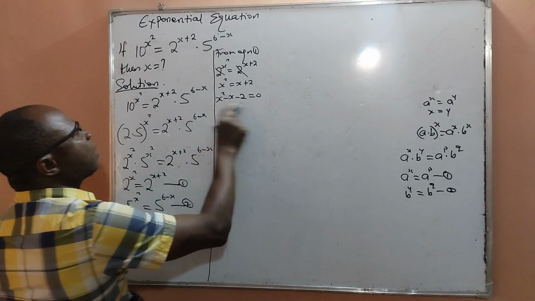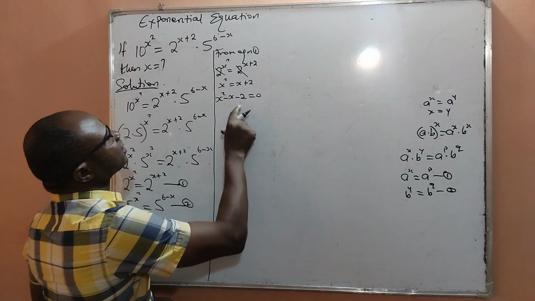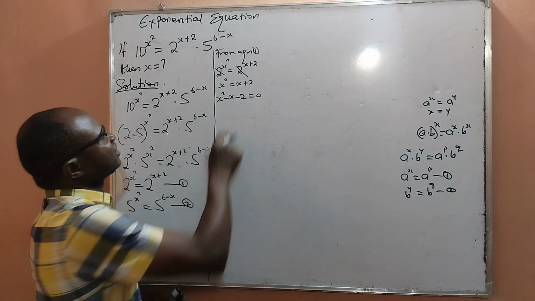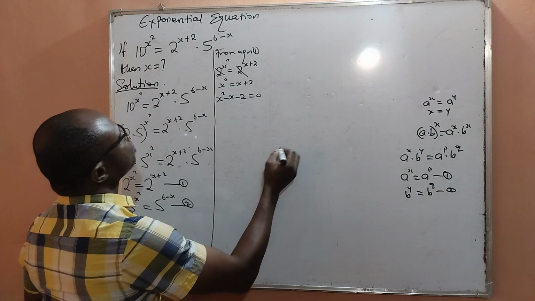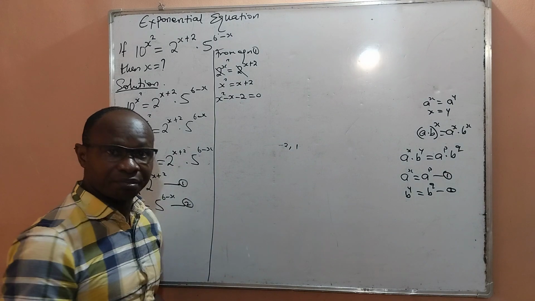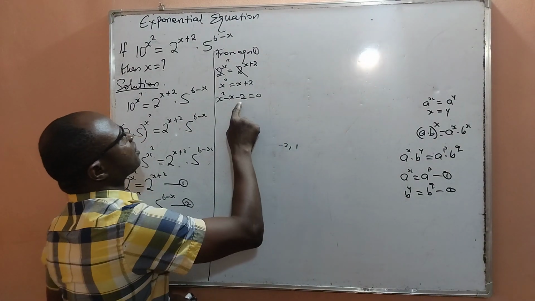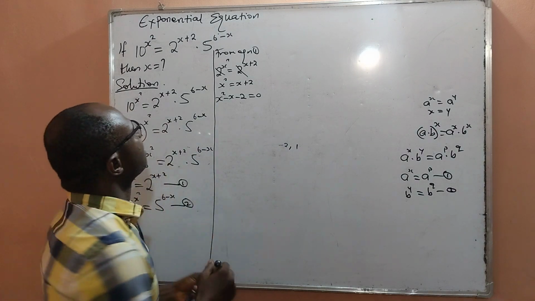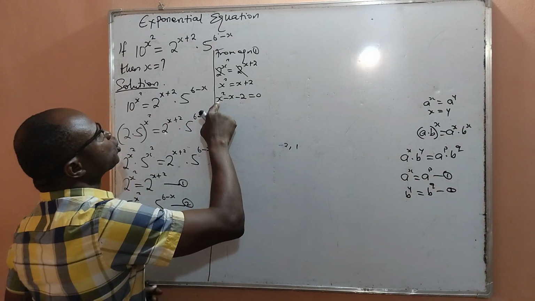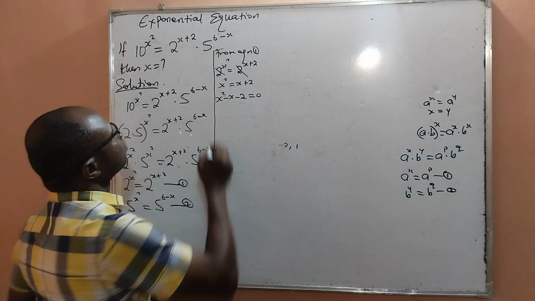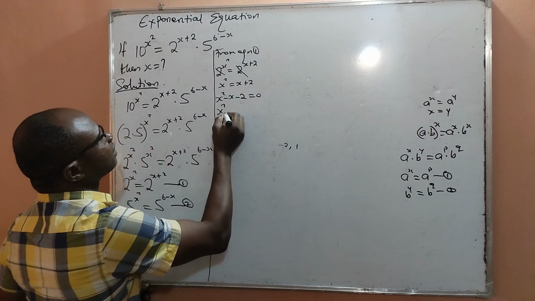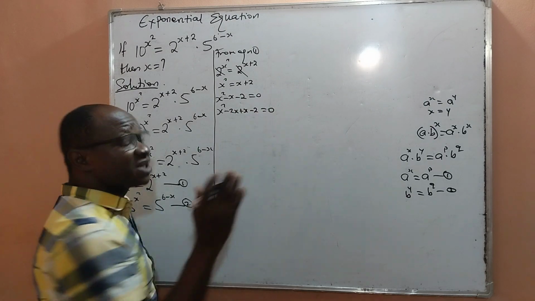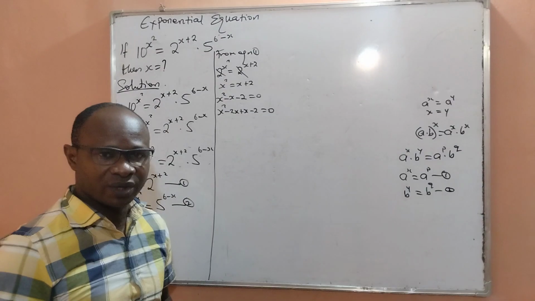Therefore, I will look for two numbers that multiply to give me minus 2, and when I add the same two numbers, I will get minus 1. That is the coefficient of x. So the two numbers are minus 2 and 1, because minus 2 multiplied by 1 is minus 2, and minus 2 plus 1 will give me negative 1. Therefore, I will use these two values to replace the middle term to become x squared minus 2x plus x minus 2 equal to 0. This is the method of factorizing a quadratic equation.